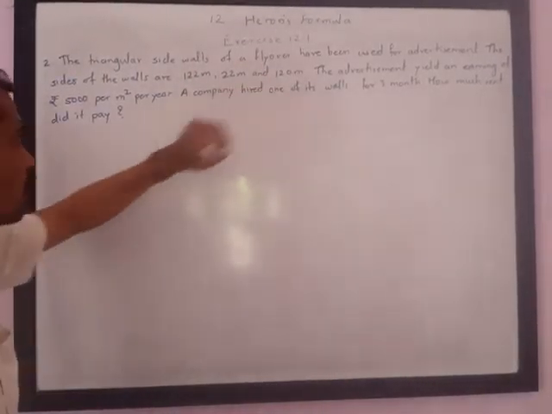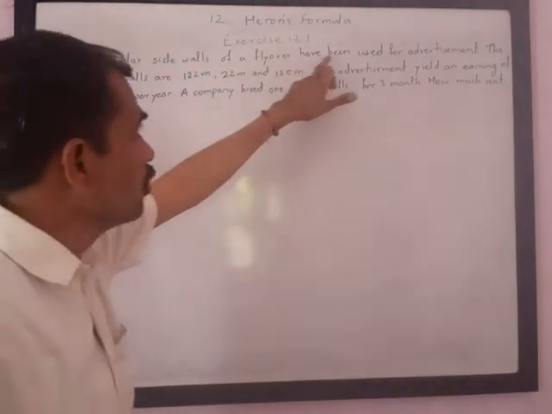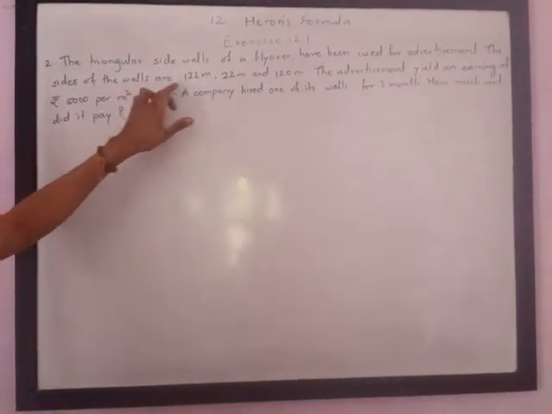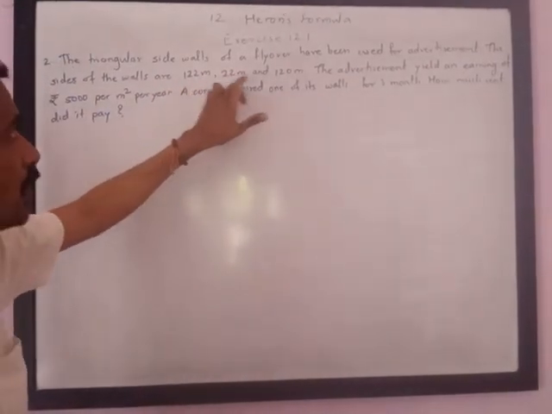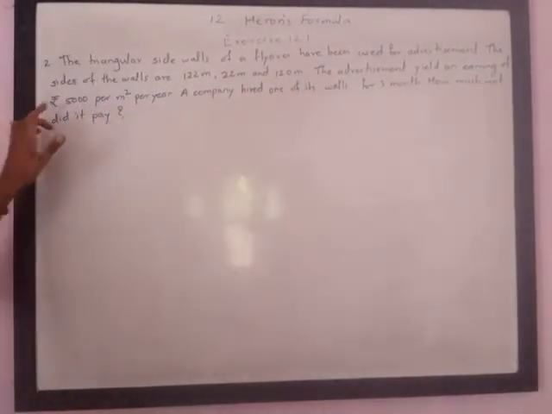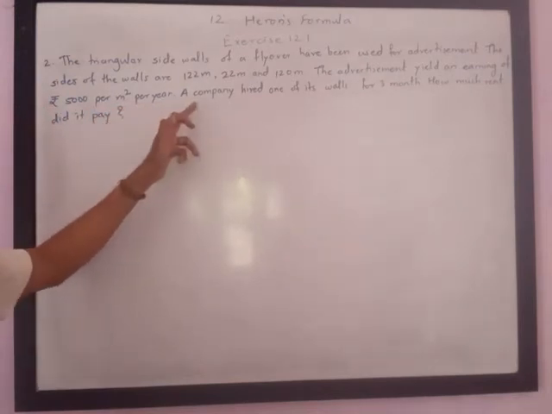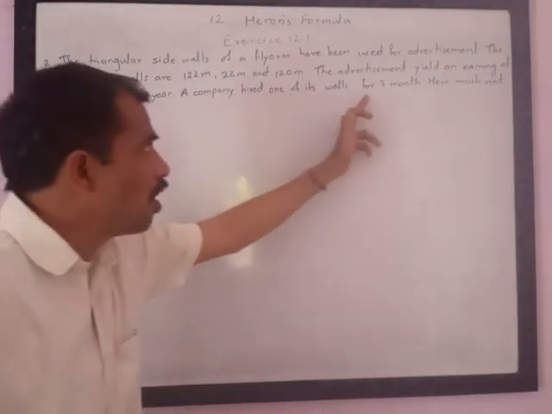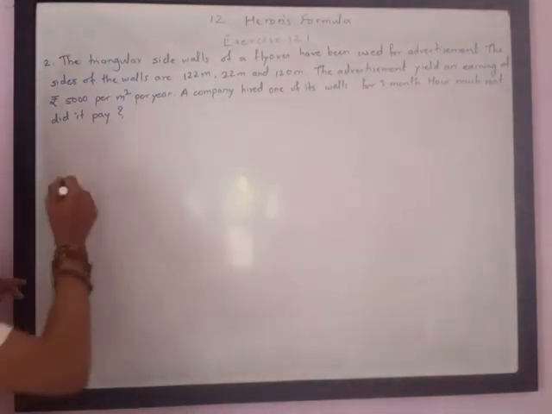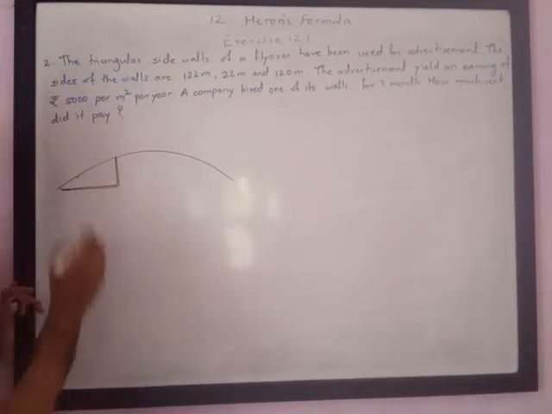Second question in 12.1 exercise is, the triangular side walls of a flyover have been used for advertisement. The sides of the walls are 122 meter, 22 meter, 120 meter. The advertisement yields an earning of rupees 5,000 per meter square per year. A company hired one of its walls for 3 months. How much rent did it pay? So in the book a picture is given, this is a flyover and this is a triangular wall which is hired for 3 months.